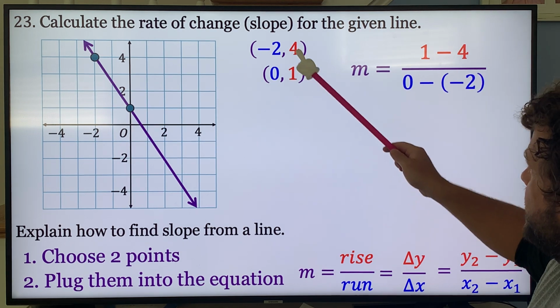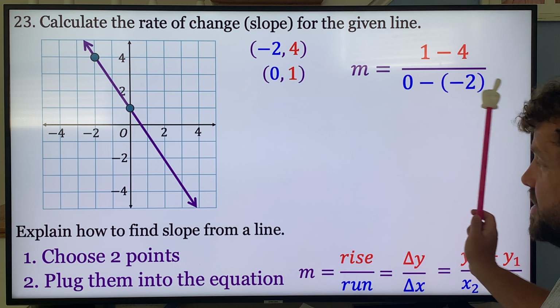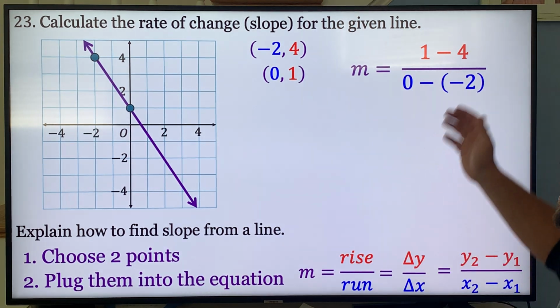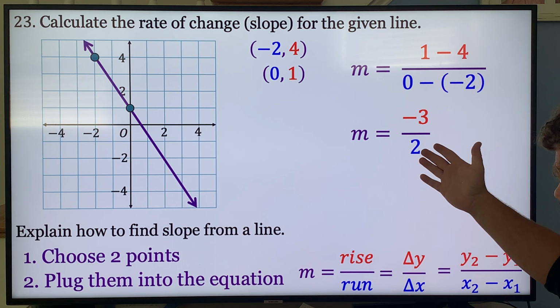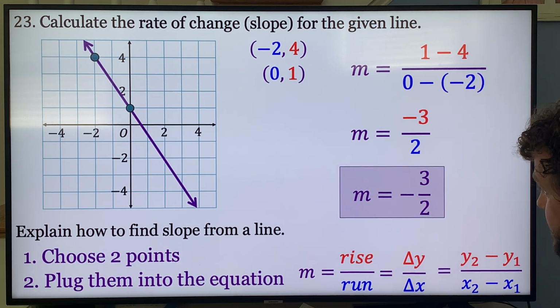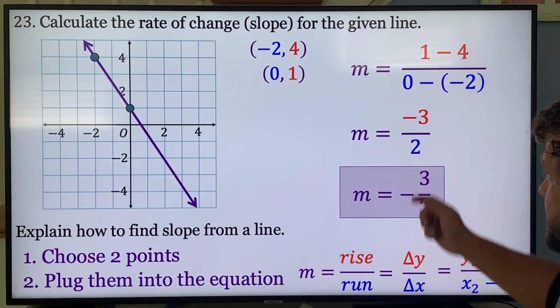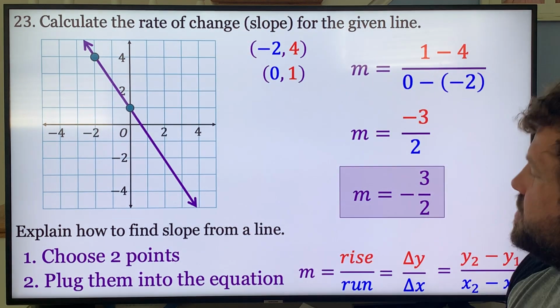So y2 minus y1, 1 minus 4, over x2 minus x1, 0 minus -2. Make sure your x is the denominator, y is the numerator. -3 divided by 2. Negative divided by a positive is negative, -3 halves. You want to write these as fractions. The negative you typically just drag out to the front. That means the graph's going down. If it's positive, it's going up.